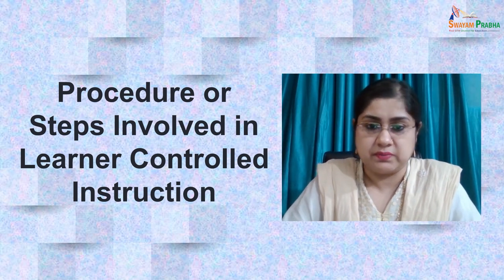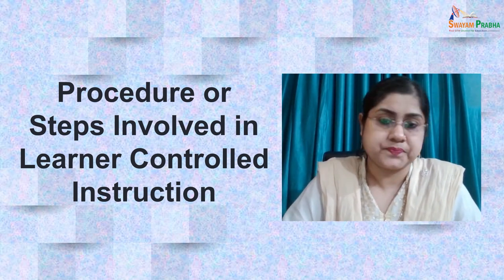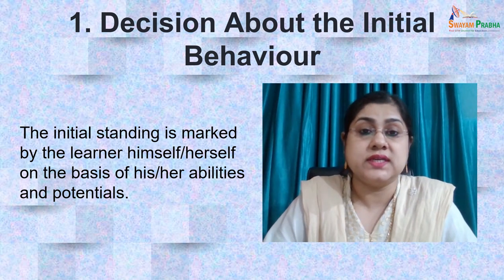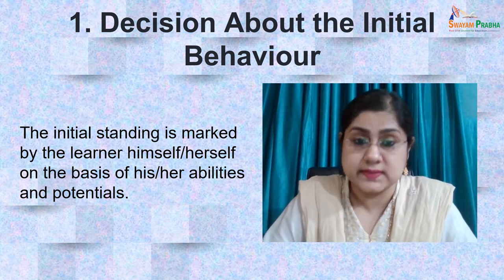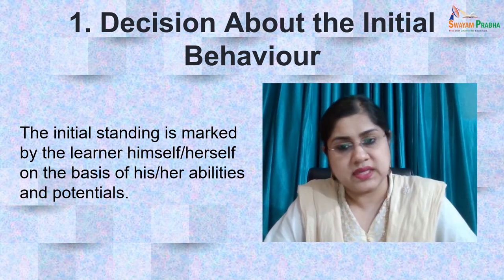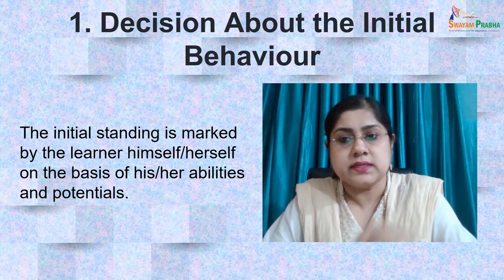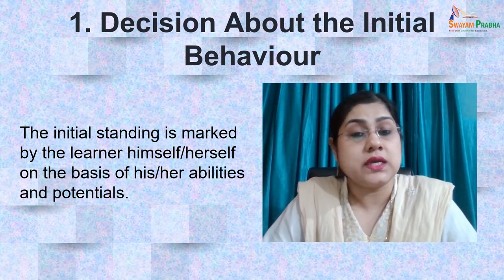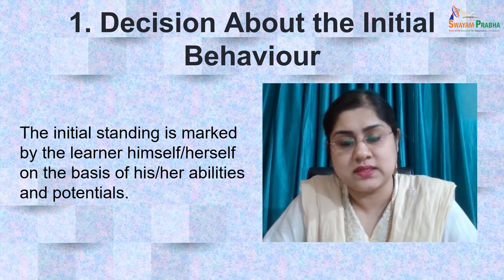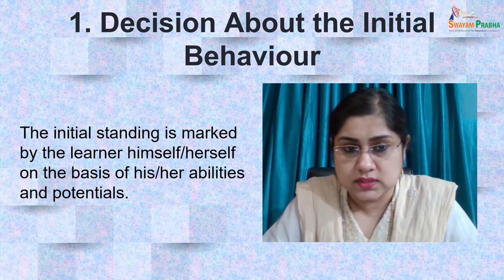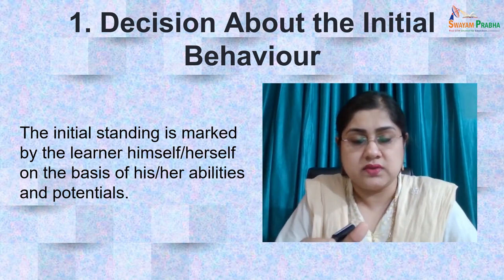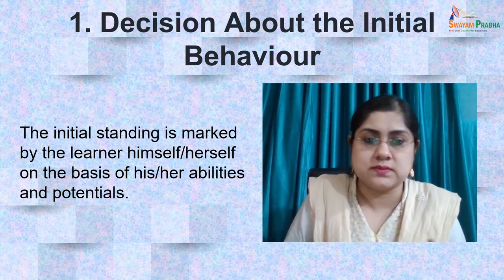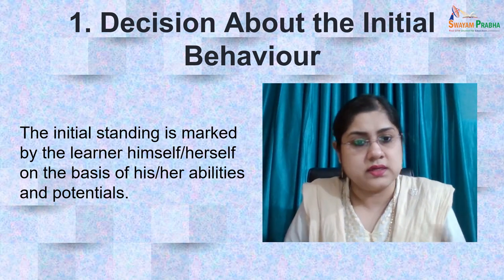We will see these steps one by one. So let us see what is the first step. So the first step is to take the decision. And this decision is about the initial behavior. And since the learner is the best source of information about himself or herself, this learner is provided the opportunity to mark his or her own initial standing in terms of the abilities and the potentials which this learner is having. So this is the first step where there is a decision which is taken about the initial behavior of the learner. And yes, we can say that this particular decision is taken by the learner himself.